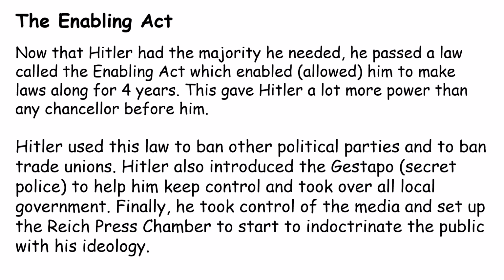It gave Hitler a lot more power than any chancellor before him, and he used this law to ban all other political parties. He banned trade unions, so that the workers couldn't go on strike, and he had control of the workforce. He also introduced the Gestapo, which were his own secret police force. He took control of the German police too. He took over all local and state governments, and he took over the media. He set up the Reich Press Chamber, which was his own Nazi press, and he started to indoctrinate or brainwash the public with his ideology. This is a massive step. This is Germany becoming a dictatorship at this time.